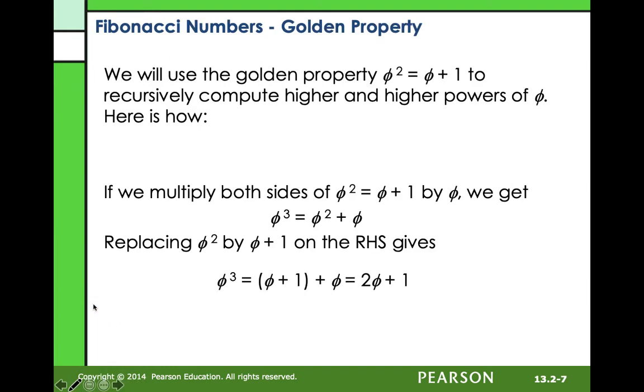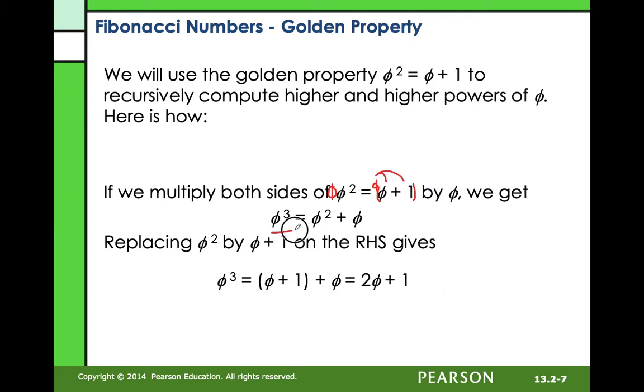So Fibonacci numbers and the golden property, let's talk about how this works. When we use the golden property, which says phi squared is equal to phi plus 1, we can use that to recursively compute higher and higher powers of phi, in much the same way that we would with Fibonacci numbers. Starting with the original equation of phi squared equals phi plus 1, we're just going to multiply each side of that equation by phi. We're going to multiply this left side by phi. We're also going to multiply this right side by phi. Keep in mind that when we multiply the right side by phi, we're putting that in parentheses, meaning that we're going to distribute phi to each of those terms.